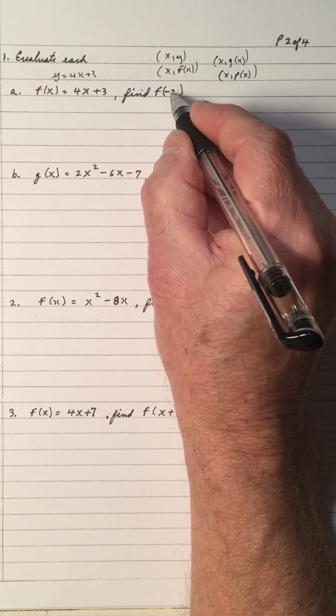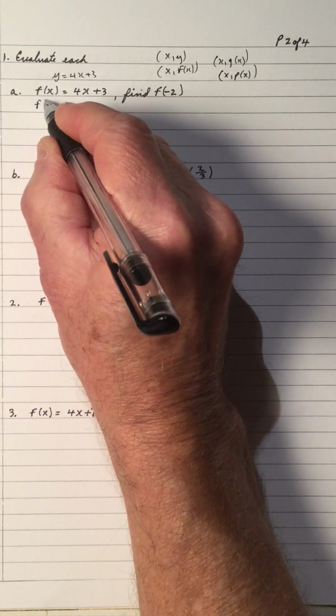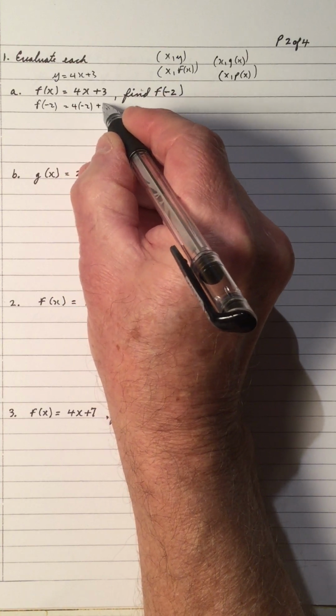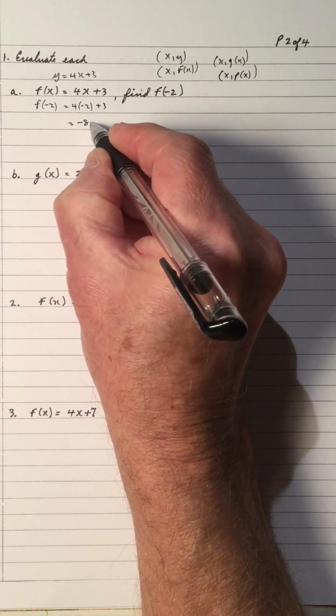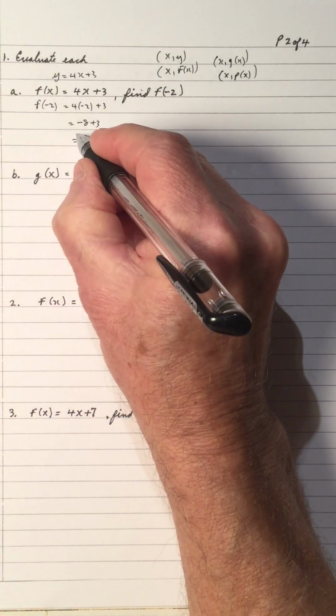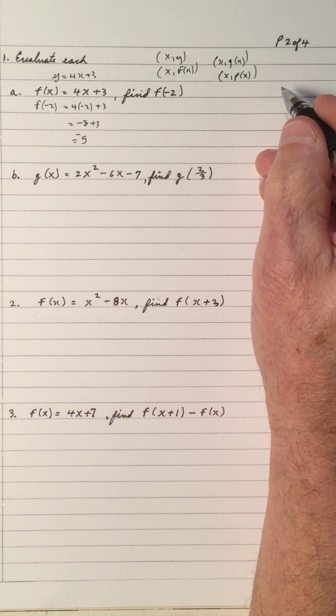So find the f of negative 2. The f of negative 2 means that x is negative 2. Very simple. Negative 8 plus 3 gives you negative 5.